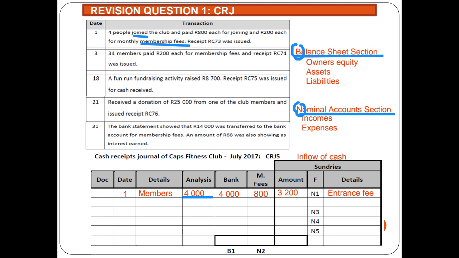So all the incomes and expenses are nominal. If they say show folios, you are going to put N next to them. All owners' equities, assets, and liabilities are under the balance sheet section. If you see them, you put B. Are we together? And the numbering doesn't matter. It depends on which one you started with.